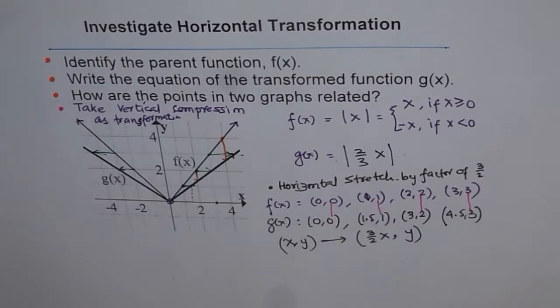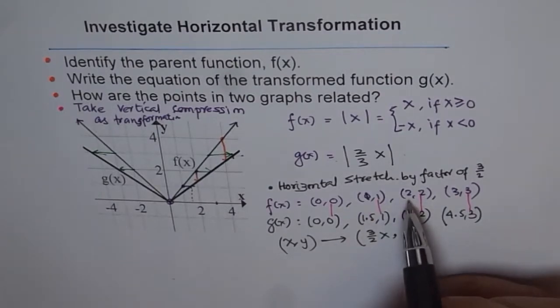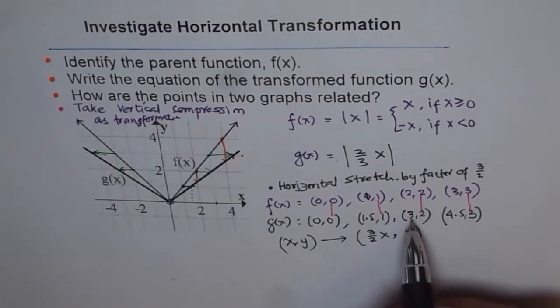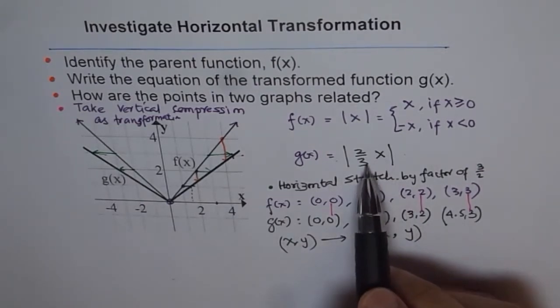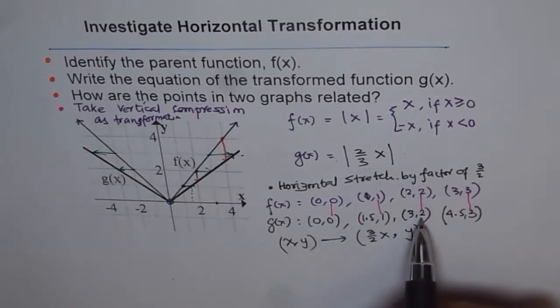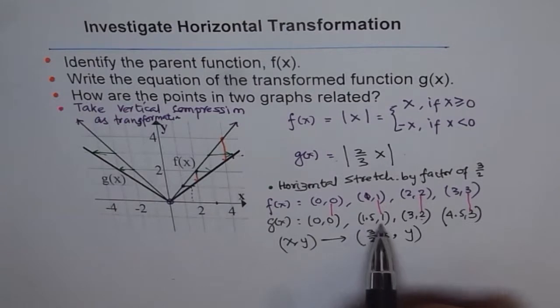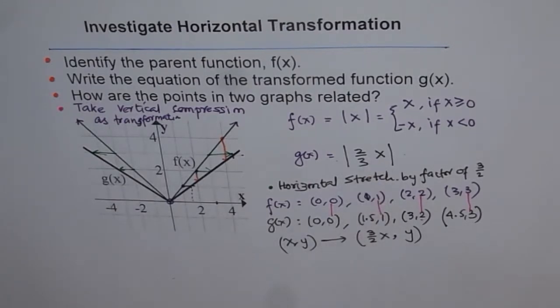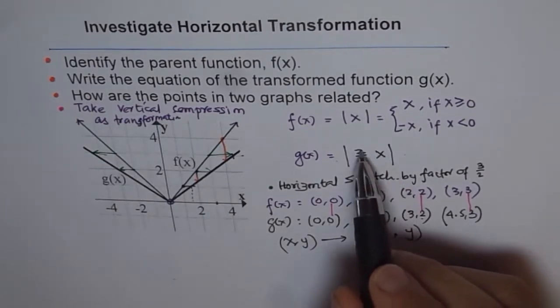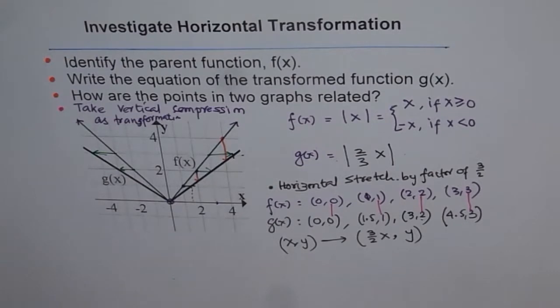Once you write the equation, it's a good idea to plug in points and check. So if I write x as 3, the 3 and 3 will cancel, and you get 2. Perfect. 0 gives you 0, and 1.5 will give you 1, correct? You can just check. 1.5 times 2 is 3, and 3 divided by 3 is 1, correct? So you get your equation. That is how you can write down the equation of a transformed function.